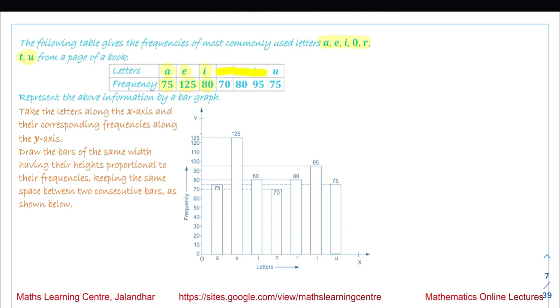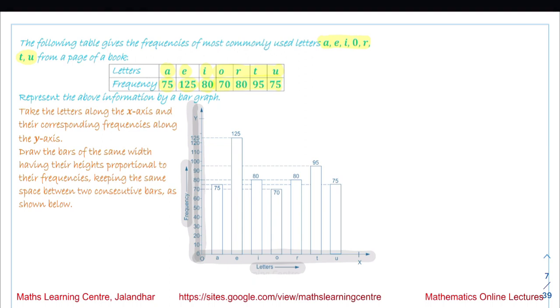Likewise, O, R, T and U are used 70, 80, 95 and 75 times. We have to represent this information on the bar graph. This is the x-axis over here, and on the x-axis we are representing the letters. This is the y-axis over here, and on the y-axis we are representing the frequency of these letters.